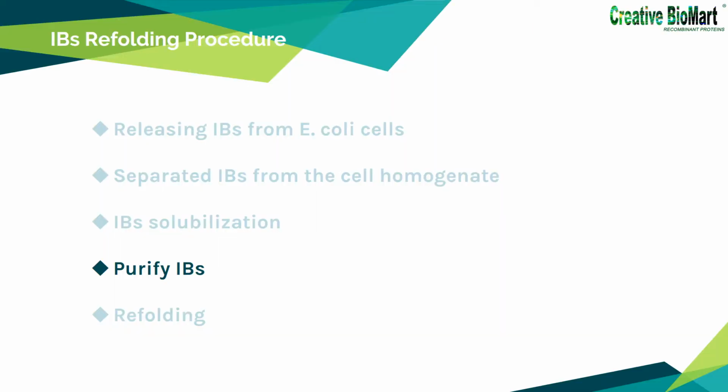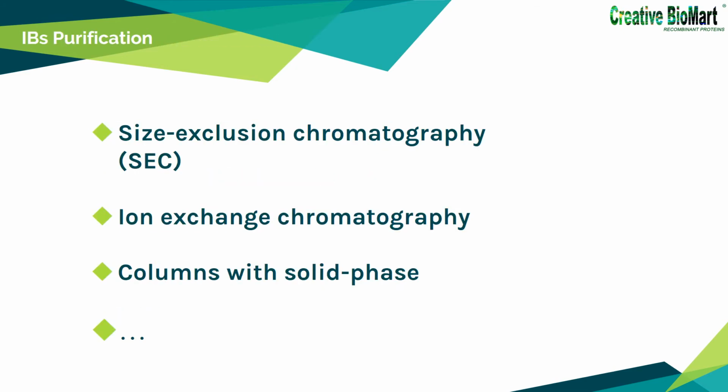Fourthly, we need to purify IBs before refolding. When IBs have been solubilized, the denatured protein is totally reduced, and the solution is free from particulates, initial purification of the random coil target protein is possible using a variety of chromatographic techniques, such as SEC, ion exchange chromatography, or columns with solid phase.